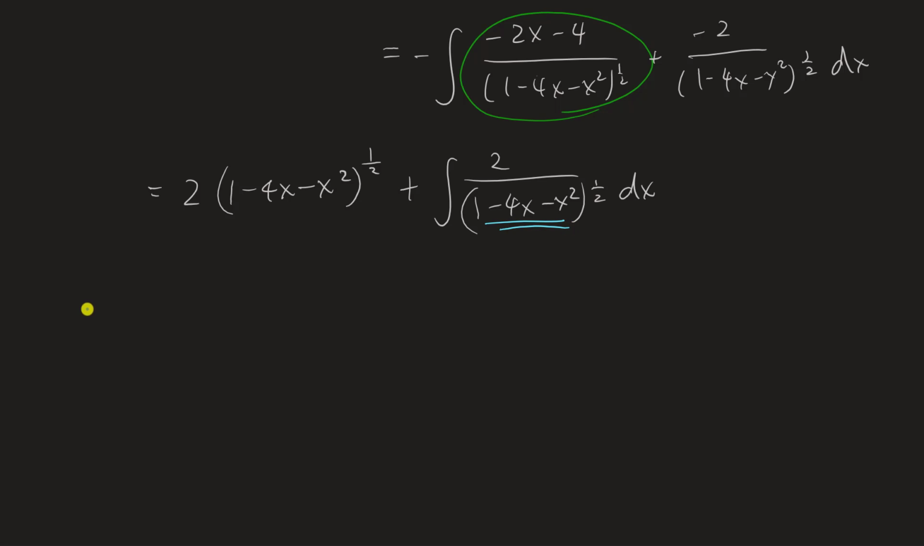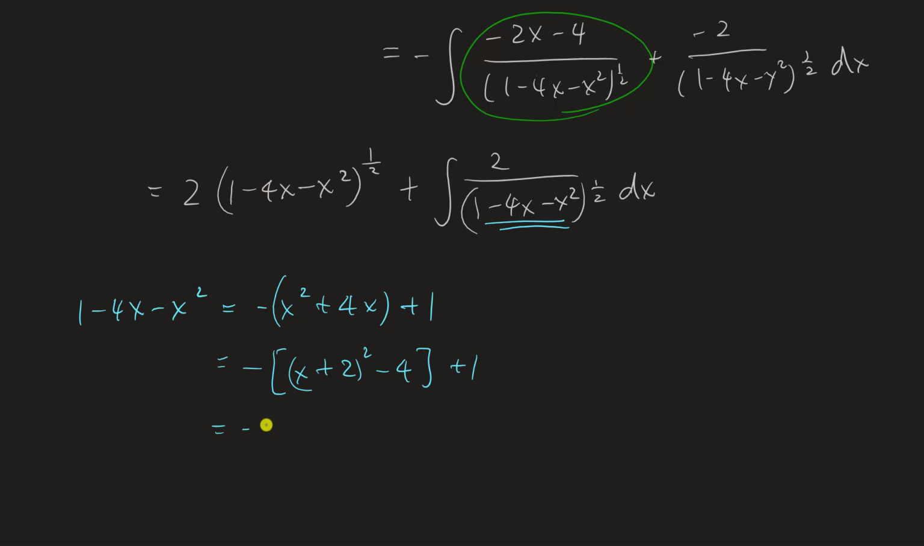Let's take a look at this, just this item, 1 minus 4x minus x squared. Let's try to complete the square. We'll rewrite it as this. And then completing this will give us x plus 2 whole thing square minus away 4. Expanding this will give us x plus 2 whole thing square plus 4 plus 1, which is plus 5. Rewriting this will give us 5 minus x plus 2 whole thing square.